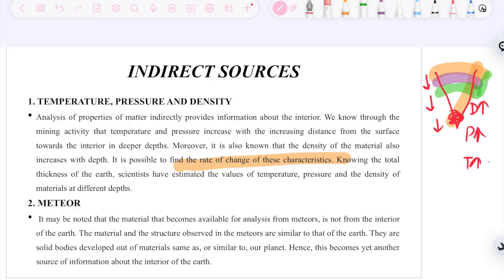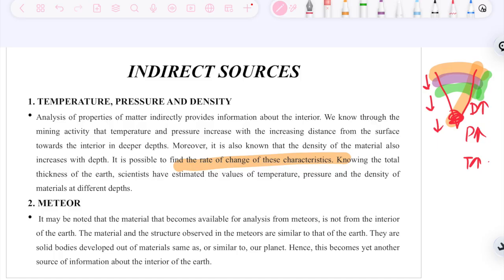So by understanding the rate of change in temperature or pressure or density, and being already aware of the radius of the Earth, scientists can make certain calculations and certain assumptions about the interior of Earth. So this is the important point that you have to note from the first point: temperature, pressure and density increase with depth, and the rate of change can be a main key to understanding some of the features of the interior of Earth.